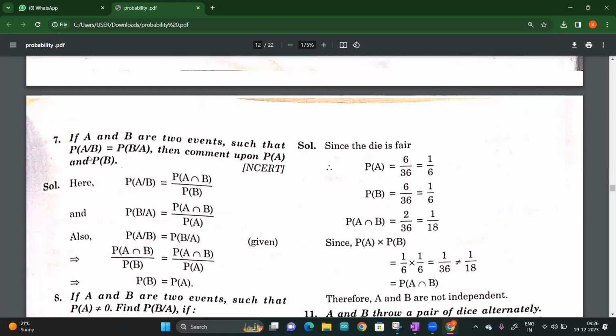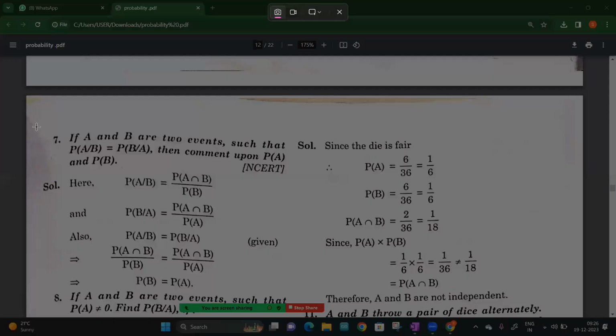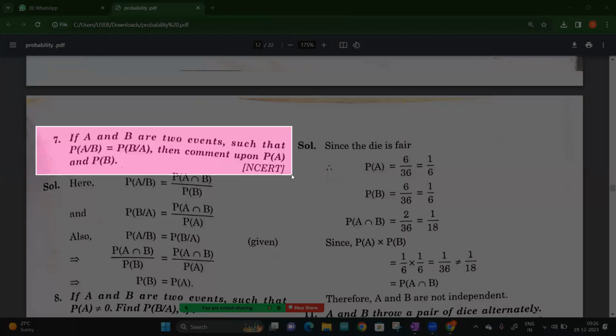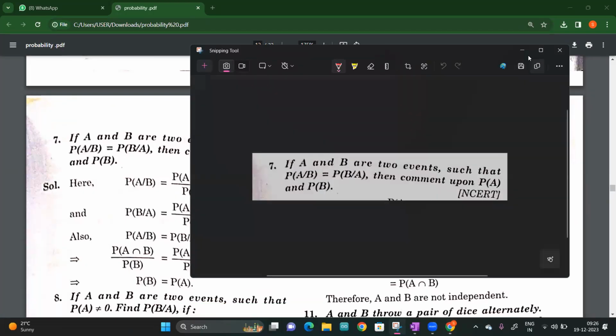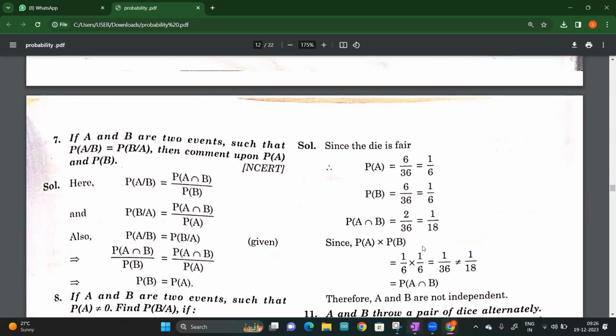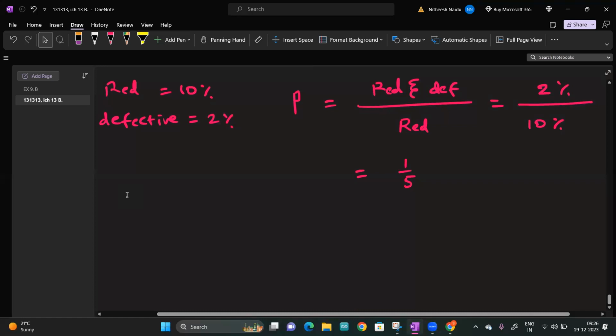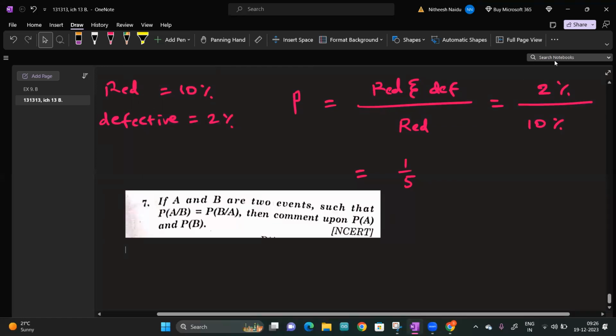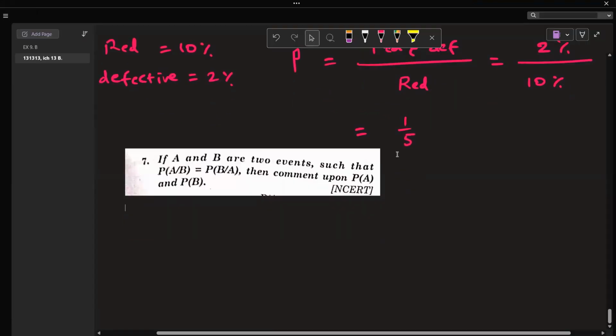Seventh question, he said P of A by B equal to P of B by A. Then comment upon P of A and P of B. So copy this question. This is NCERT problem. All are actually NCERT problems only. So according to the condition, we will solve this question. A and B are, he said, two events. And given that P of A by B is equal to P of B by A.